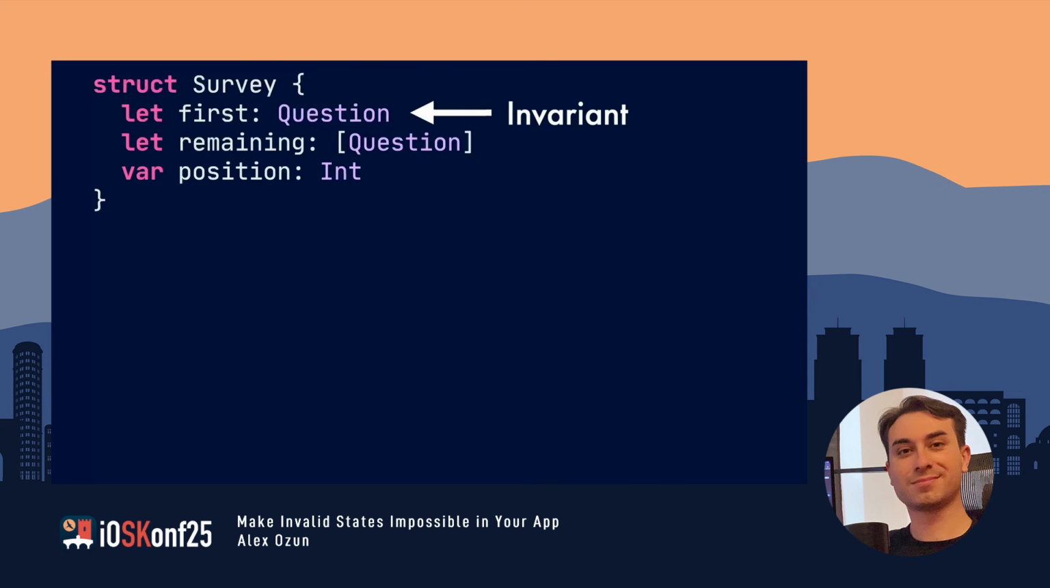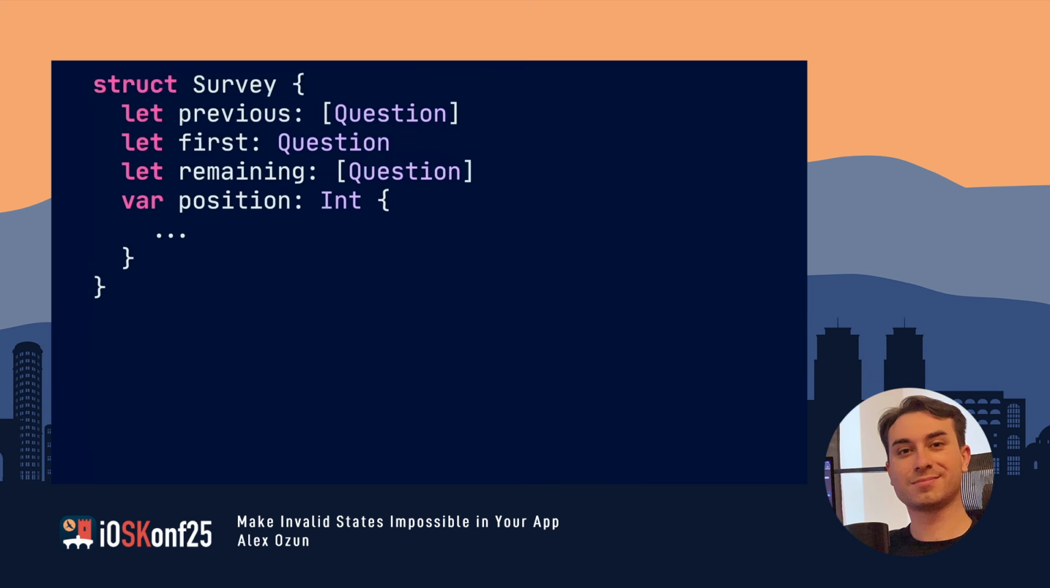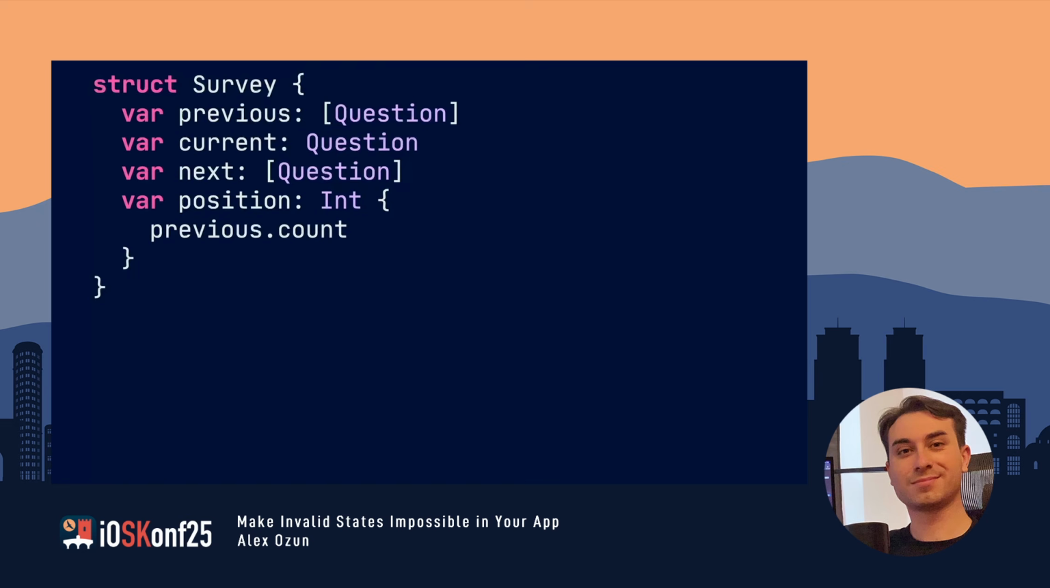The second problem is that position is still detached. So how can we reconcile these two sources of truth? The way you do this normally is you have a single source of truth and you compute the rest of the state from that single source of truth. So let's see if we can somehow compute the position from the data itself. We can do that by introducing another list. So now we have a list of all the previous questions, the current question, and a list of next questions. And the position would be just a count of previous questions.